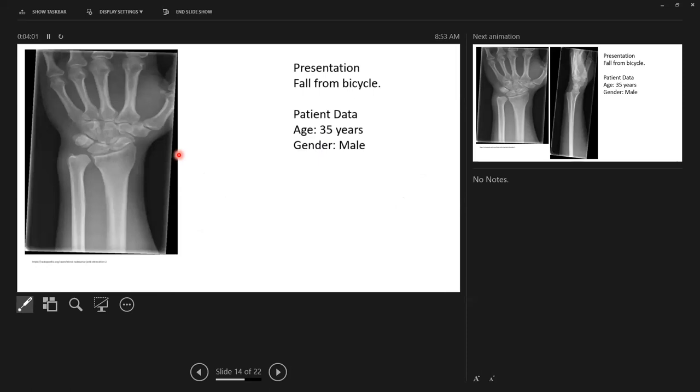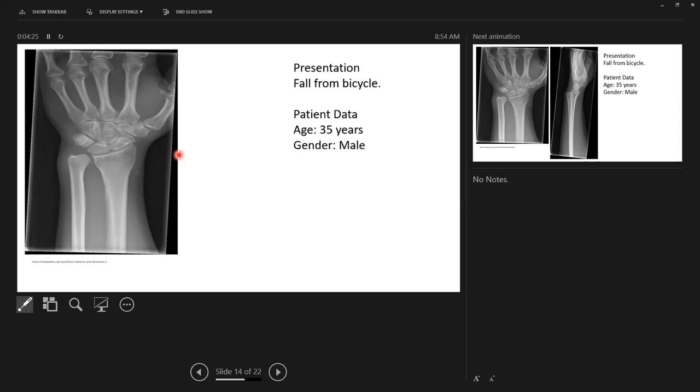So for this patient, you see the way the patient presented. This is a 35-year-old gentleman who fell from a bicycle. This x-ray is not normal. The proximal arc looks normal, the distal arc looks normal, and the first, second, and third carpal arcs are not normal. The bones don't have wide gaps, and don't have overlapping with each other.